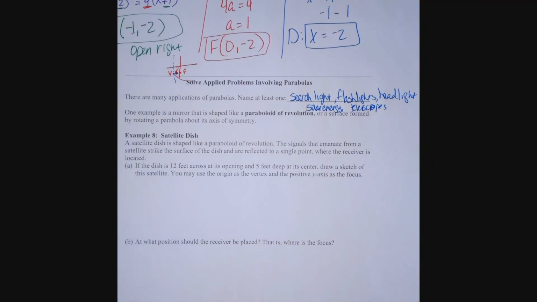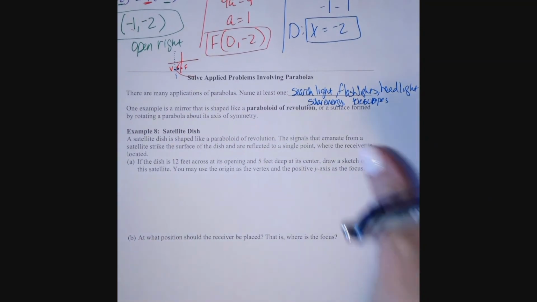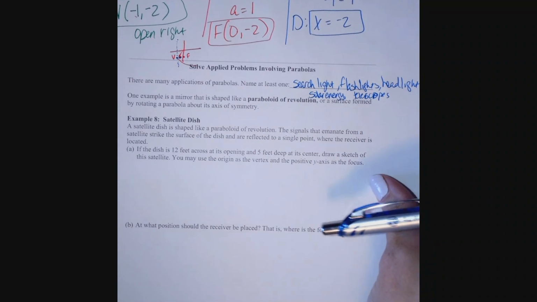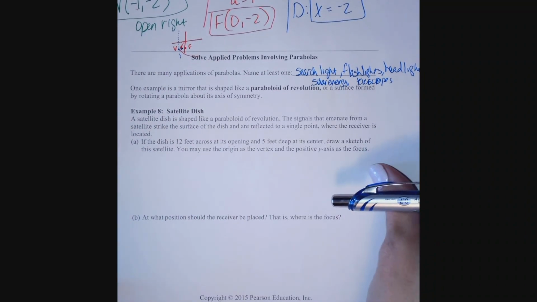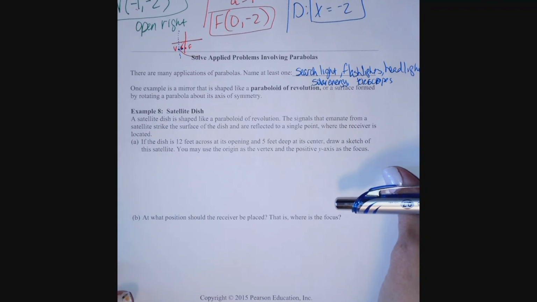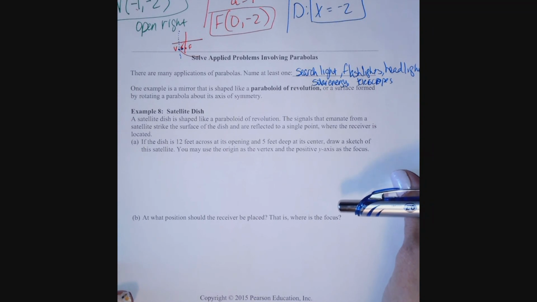Another example is a satellite dish. You see the little satellite dishes, like for DirecTV. Those are shaped like a paraboloid of revolution, a parabola. The signals emanate from a satellite, strike the surface of the dish, and are reflected to a single point, the focus, where the receiver is located.